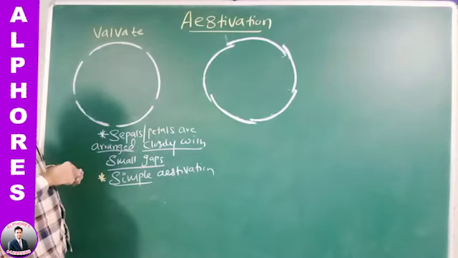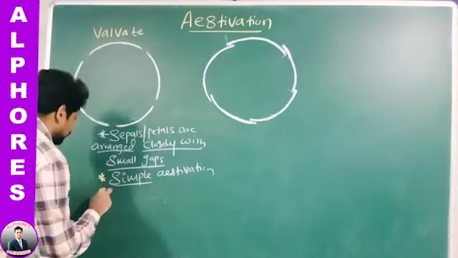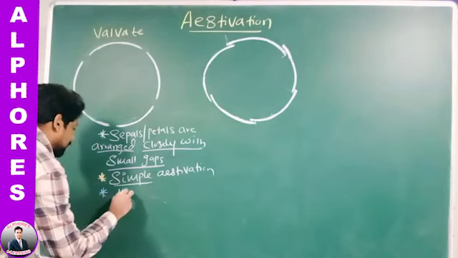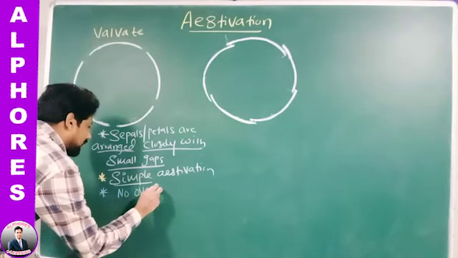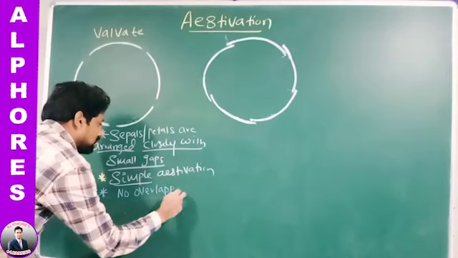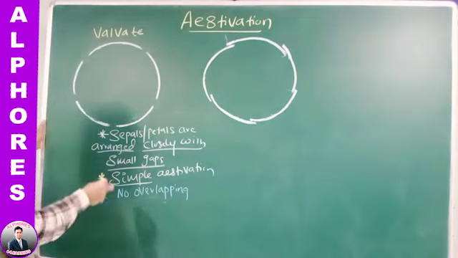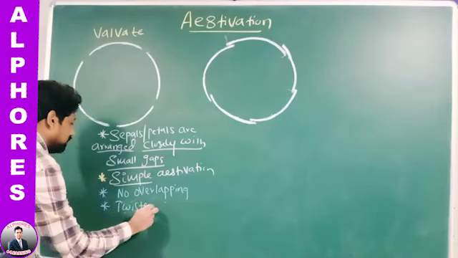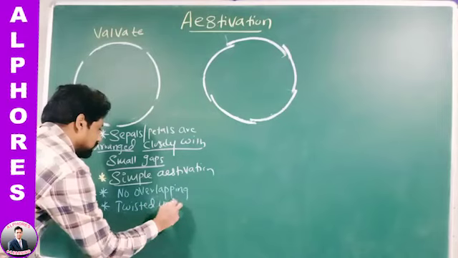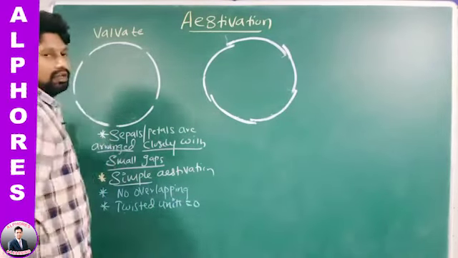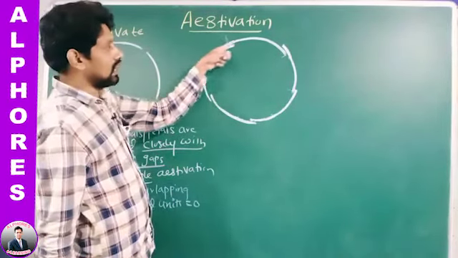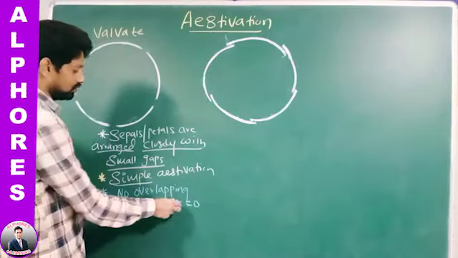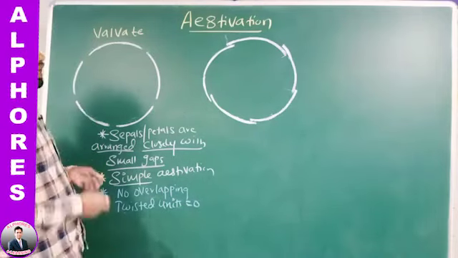This valvate estivation has no overlapping. As overlapping is not there, twisted units are 0. Twisted units mean one margin should be out and another margin should be in. Is there any unit like that? No. Therefore, twisted units are 0.